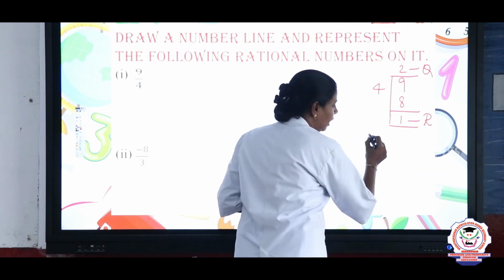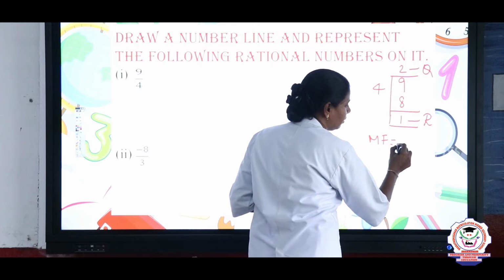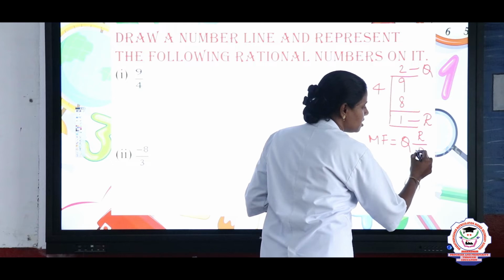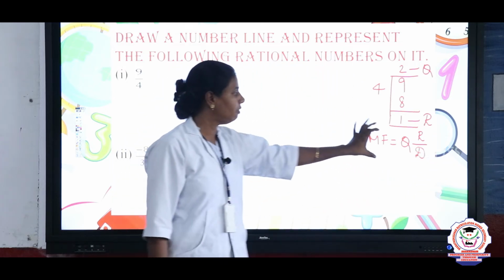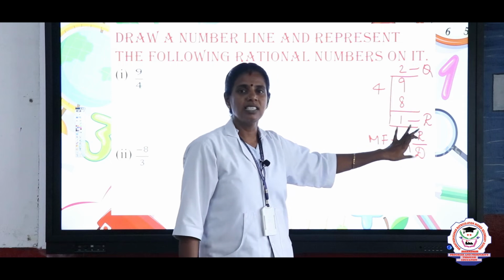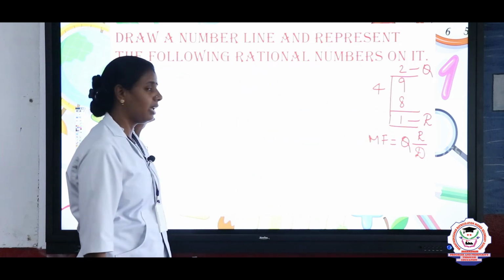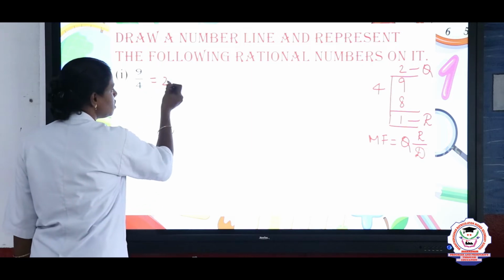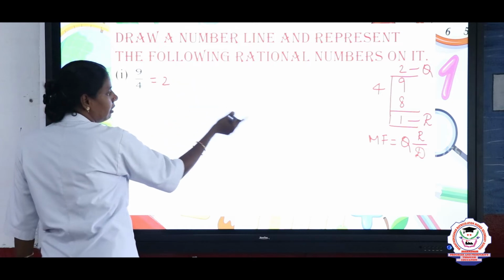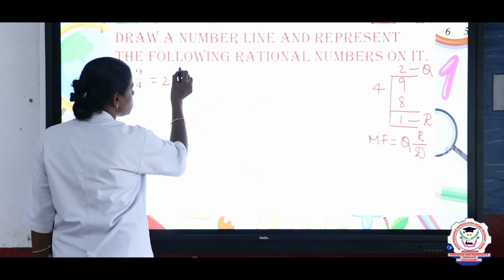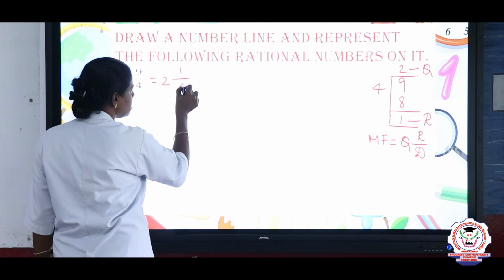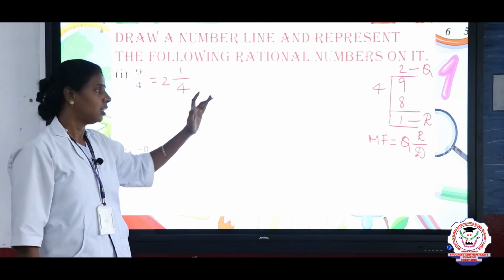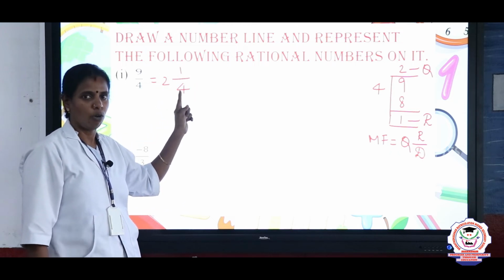So we are going to write in the mixed fraction form, that is quotient, remainder by divisor. In this form, if we write the given number, then the mixed form of 9 by 4 is: first the quotient, which is 2, and then remainder by divisor. The remainder is 1 and the divisor is 4. So 9 by 4 is converted into a mixed fraction as 2 1 by 4.